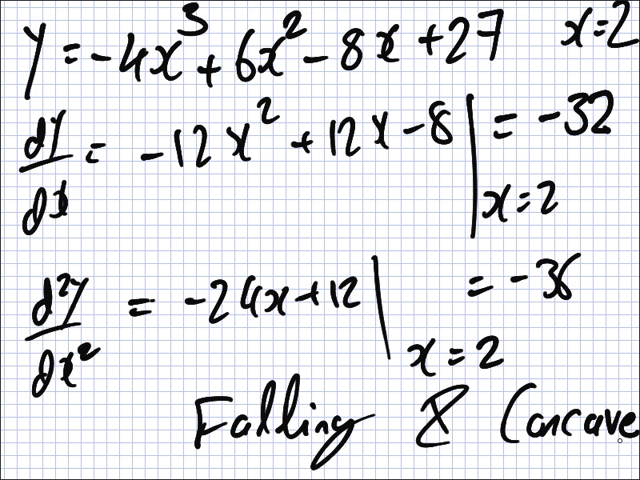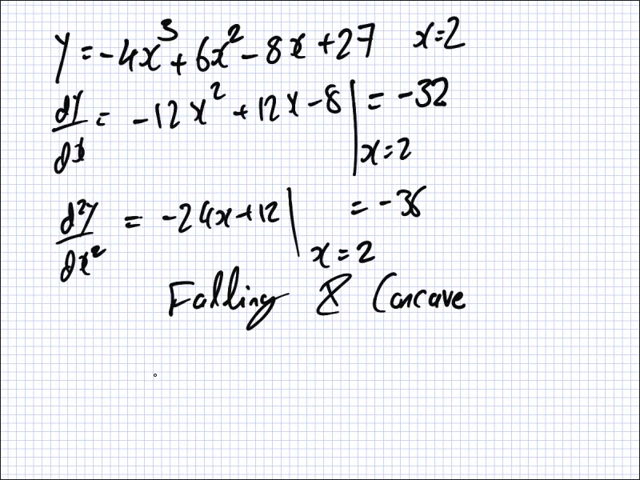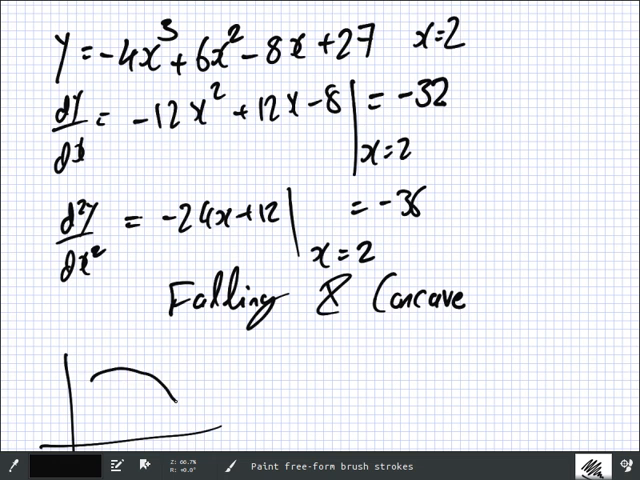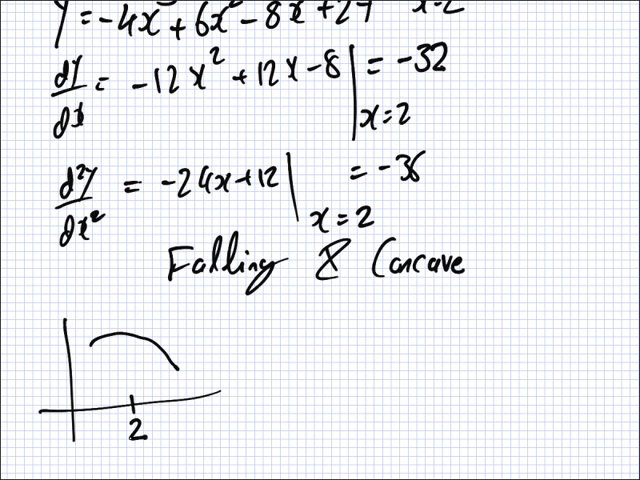So the first answer is negative 32. It's less than 0, so that means it's falling. It's going down. And then the second derivative being negative tells us it's concave. So the graph at 2 looks like this. If the second derivative is less than 0, it'll be concave. If the first derivative is less than 0, that just tells us it's a downward graph. It's falling, like in this picture.